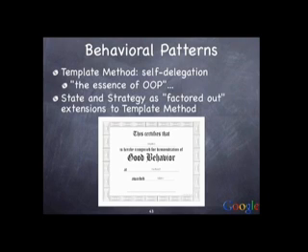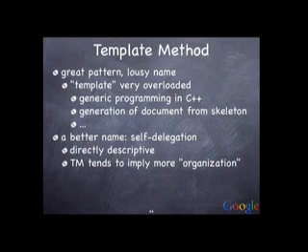So we're going to be talking about template method, which I prefer to call self-delegation, which is the heart or the essence of object-oriented programming. And then we'll take a slightly original view at state and strategy as factored out versions of template method, as we'll see. So as I mentioned earlier, template method is a great pattern with a lousy name because template means very different things to different people. And a better name is self-delegation because it's directly descriptive.